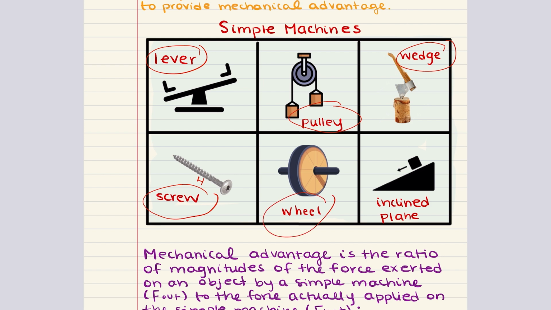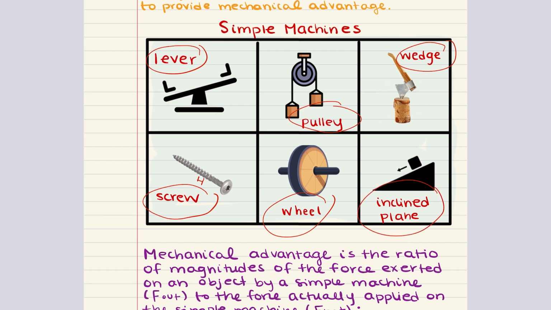The wheel is next. This simple machine consists of a wheel attached to a smaller axle so that these two parts rotate together. Now, a larger wheel means a smaller input force is needed to turn the axle, providing a mechanical advantage this way.